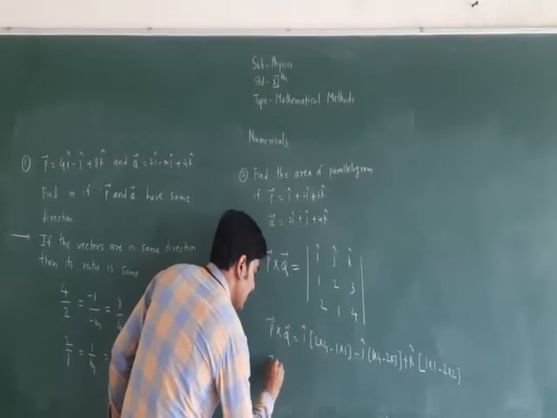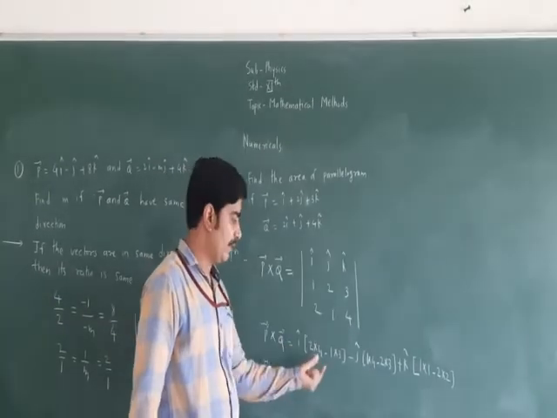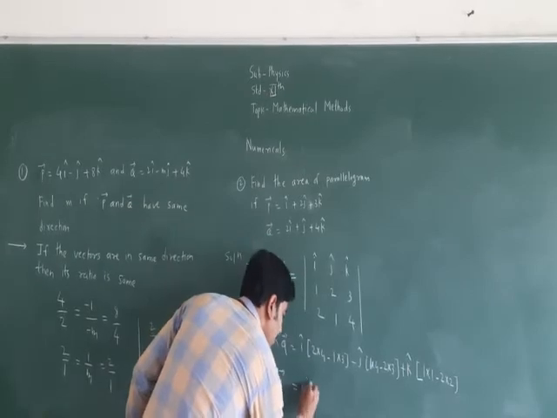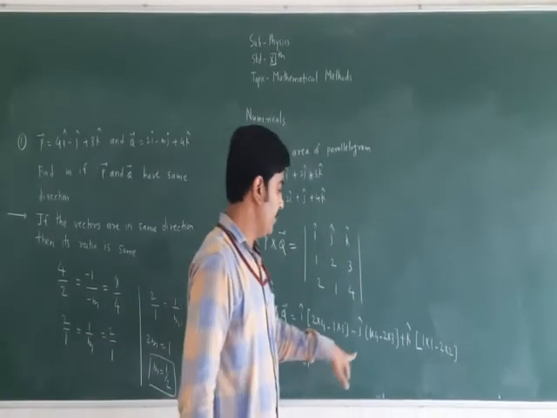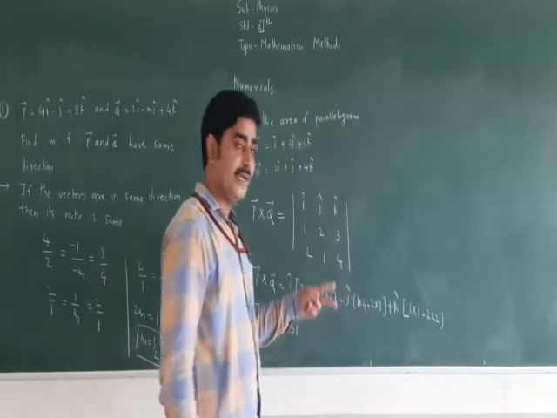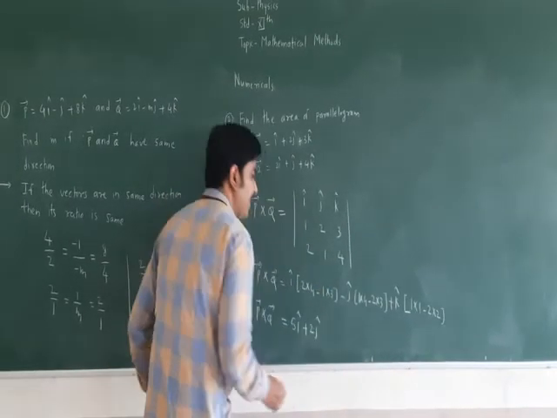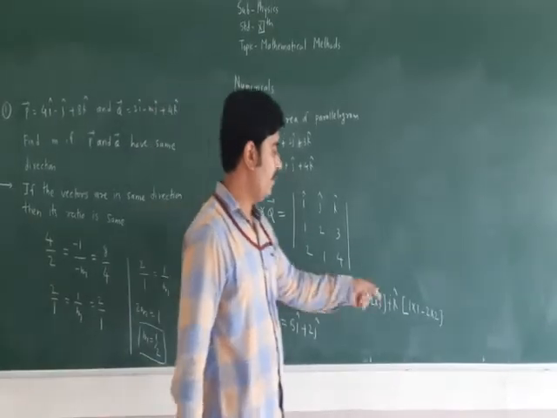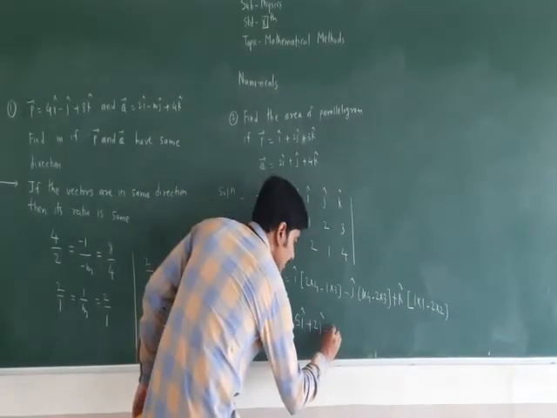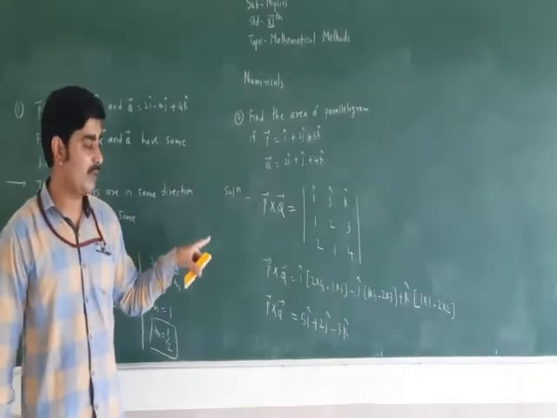So this thing you should always remember. Now vector P cross vector Q. Okay, so 4 multiplied by 2 is 8, 3 multiplied by 1 is 3, so 8 minus 3 is 5, 5 i cap. Here 1 multiplied by 4 is 4, 2 multiplied by 3 is 6. So 4 minus 6, we are getting minus 2. Minus 2 multiplied by minus gives a plus 2 j cap. And 1 multiplied by 1 is 1, and 2 multiplied by 2 is 4. 1 minus 4, we are getting minus 3 k cap. Okay, so we have got the cross product. But friends, this is not the area of parallelogram.